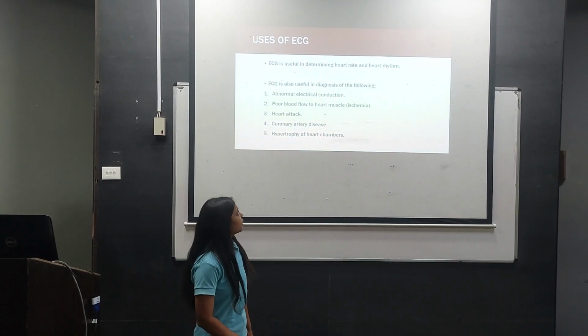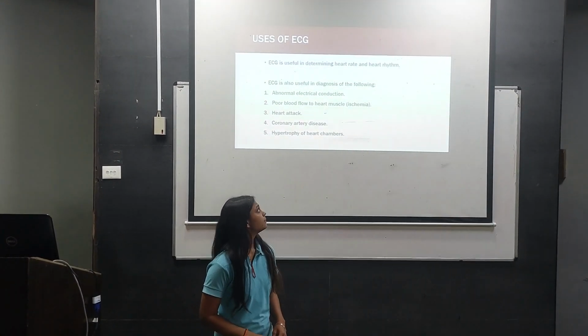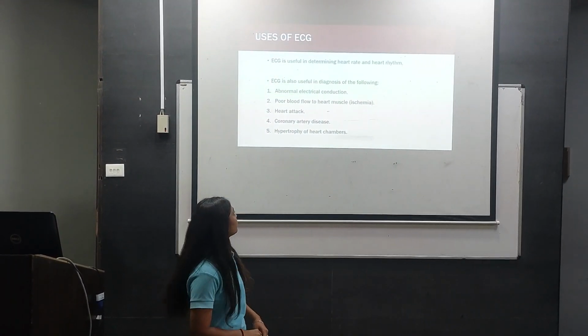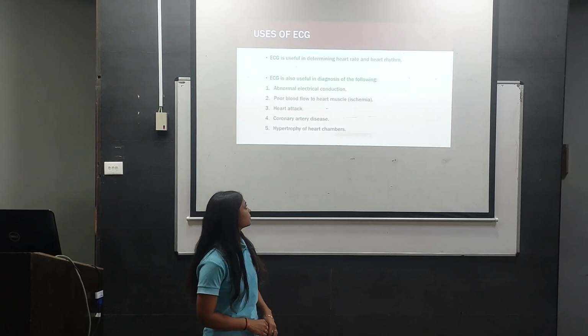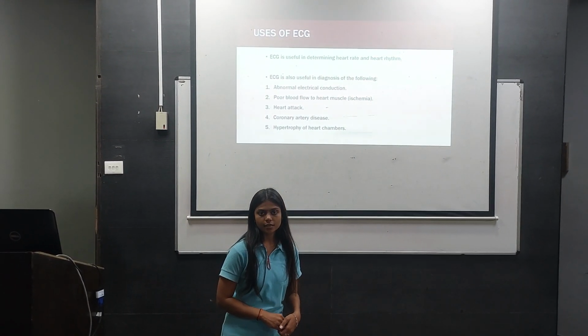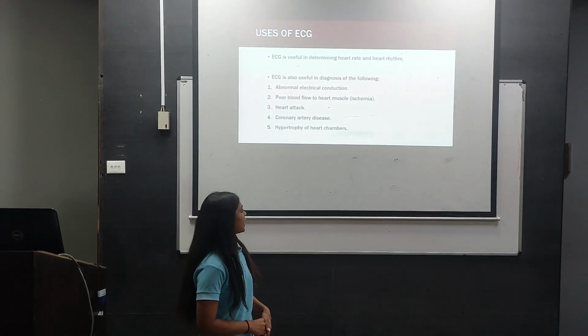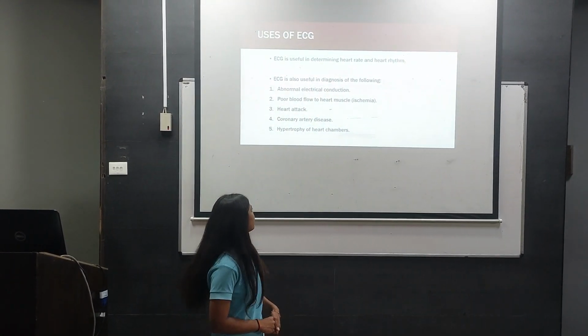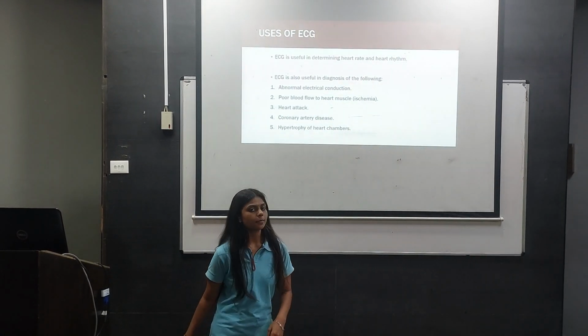ECG is useful in determining heart rate and heart rhythm. It is also useful in diagnosis of the following. First is abnormal electrical conduction. Second is poor blood flow to the heart muscle, also known as ischemia. Third is heart attack. Fourth is coronary artery diseases. Fifth is hypertrophy of heart chambers.